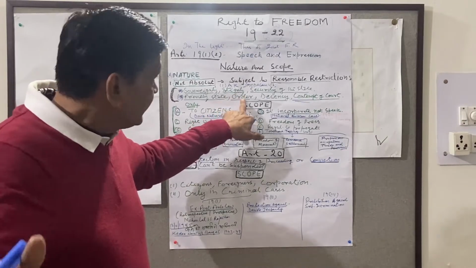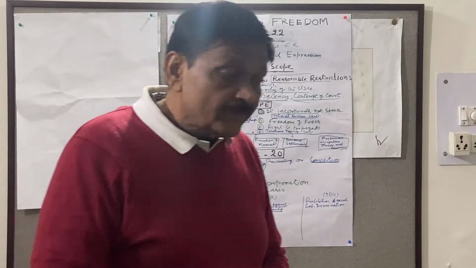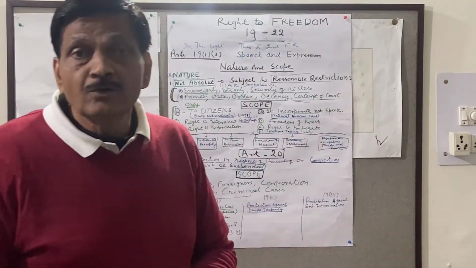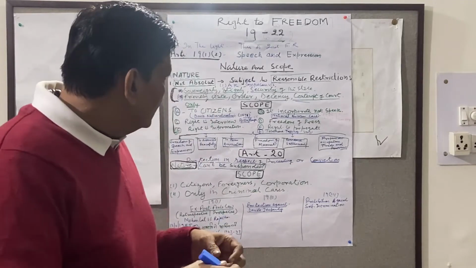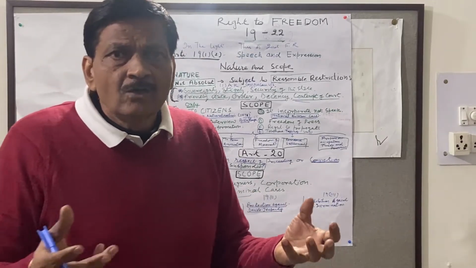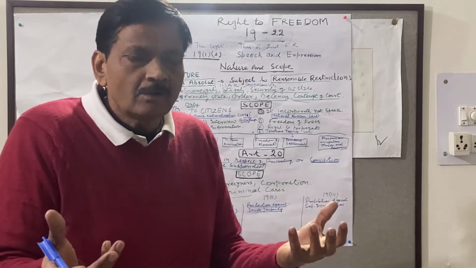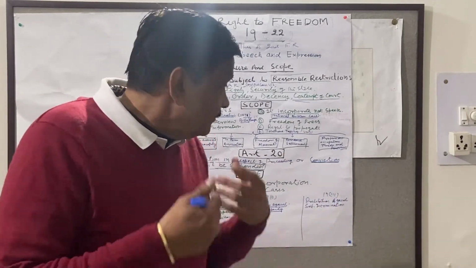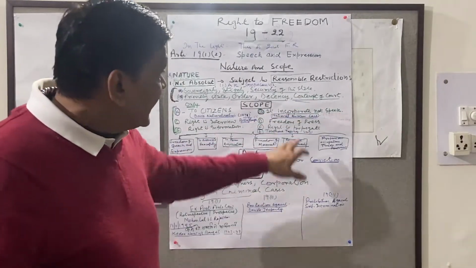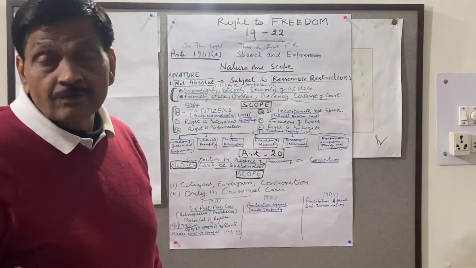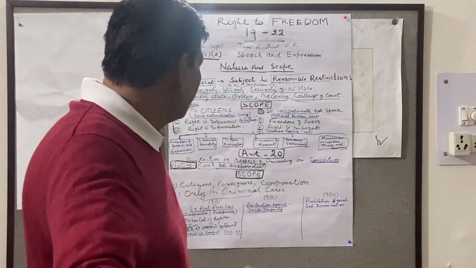Order should be maintained. Decency. Your freedom should not do something which looks ugly, which is not decent. Your freedom should be used in a very decent manner. Next is contempt of the court. Your freedom should not violate the orders of the Supreme Court.